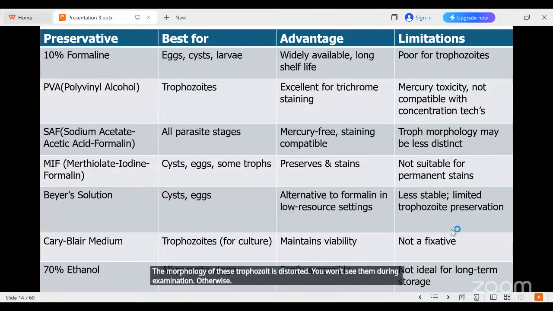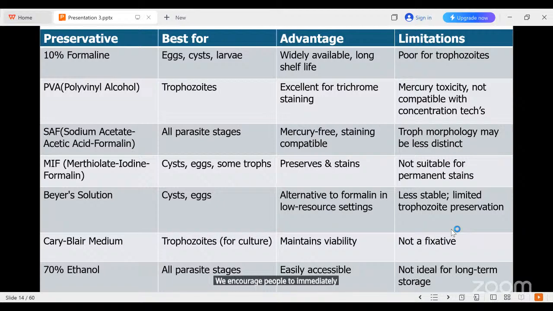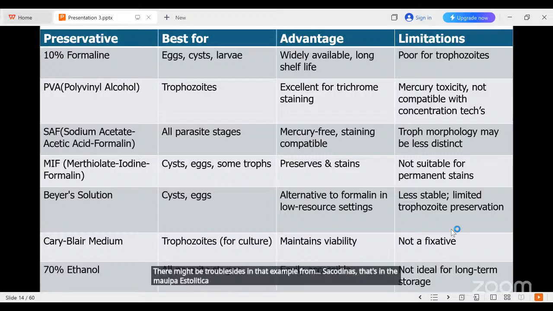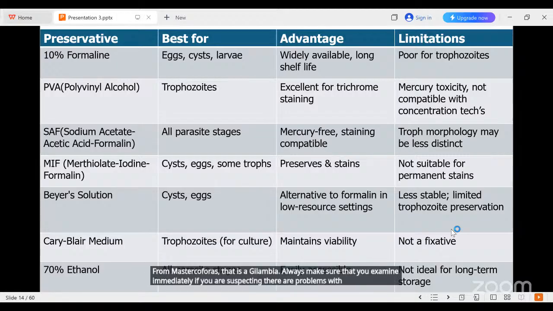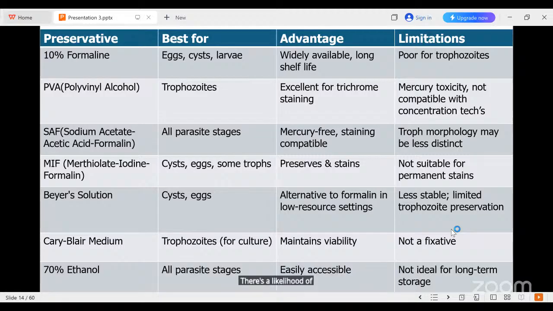Otherwise, we encourage people to immediately examine a stool sample if you are suspecting that there might be trophozoites in that sample: from Sarcodina, that's Entamoeba histolytica, from Ciliophora, that is Balantidium coli, from Mastigophora, that is G. lamblia. Always make sure that you examine immediately if you are suspecting there are trophozoites, especially when the stool is very, very watery. There's a likelihood of you harvesting a lot of trophozoites in that sample.